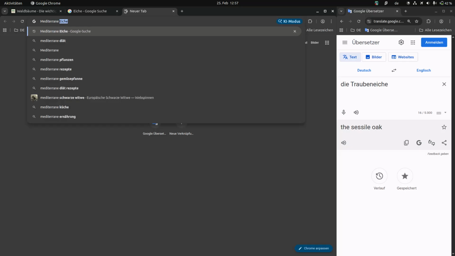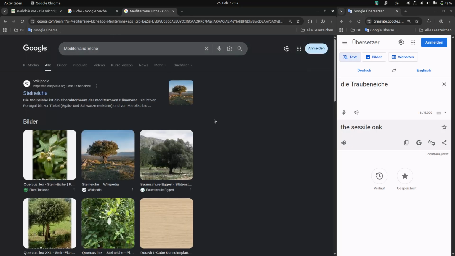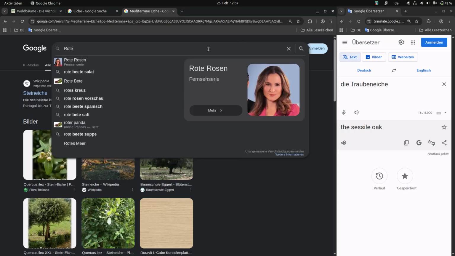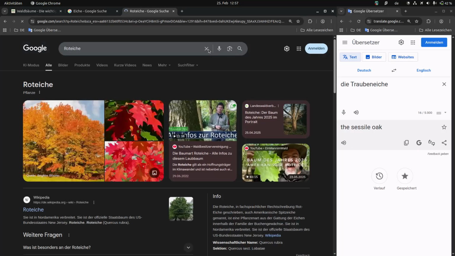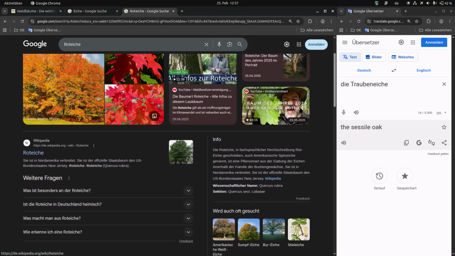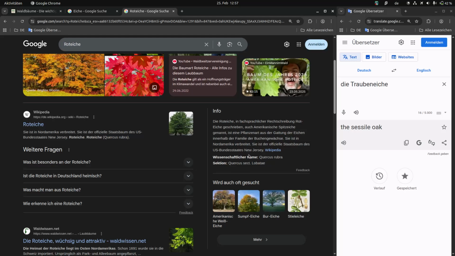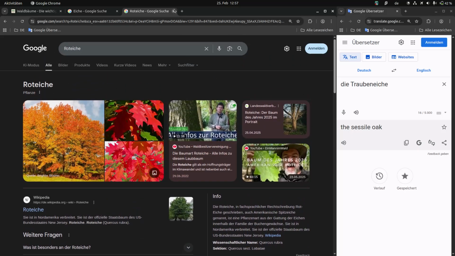Mediterrane Eiche. It was Steineiche, so basically in German, stone oak was not native to Germany. This is more Mediterranean, and maybe the Roteiche or something is probably not necessarily native to Germany. I think it's more, apparently, native to the US.